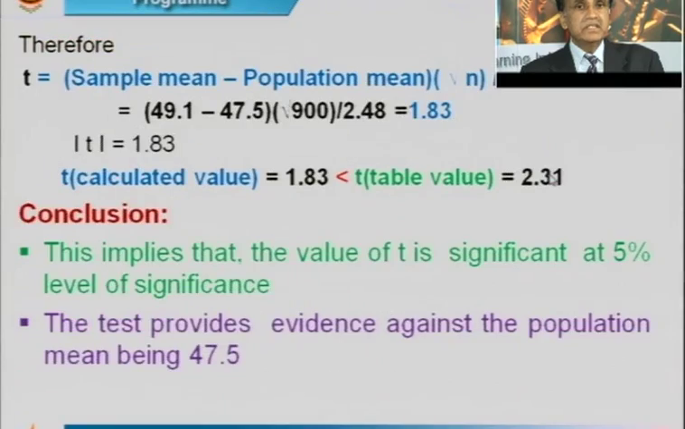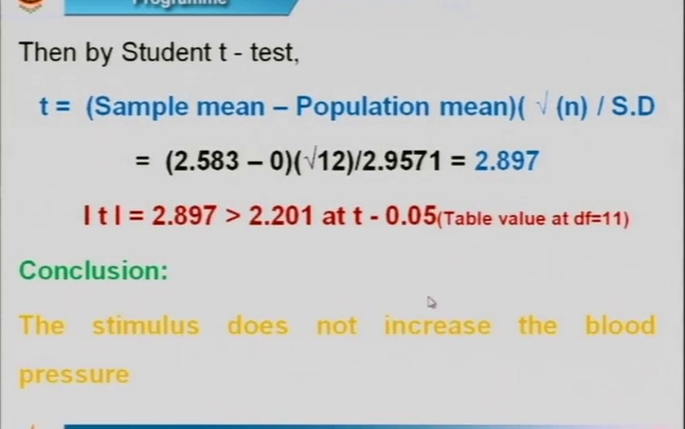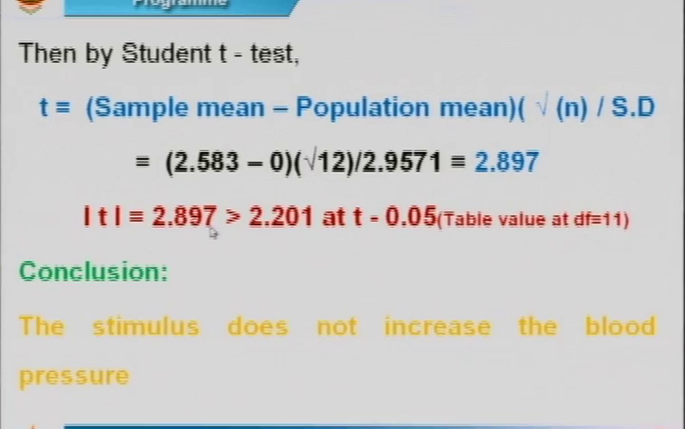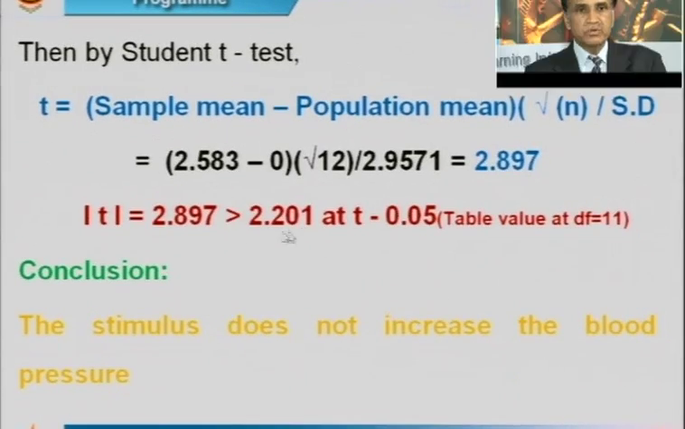So, how many x values are given in this problem? Totally n equal to 12. What is your degrees of freedom in this equation? Degrees of freedom is 12 minus 1, that is 11. The table value at degrees of freedom 11 at 5% level of significance is 2.201. It is available in the table. What is our calculated value? That is 2.897, the actual calculation, but the table says 2.201, which is less than this value.